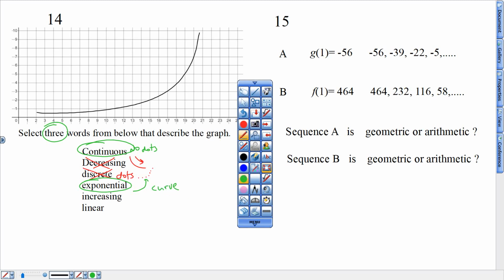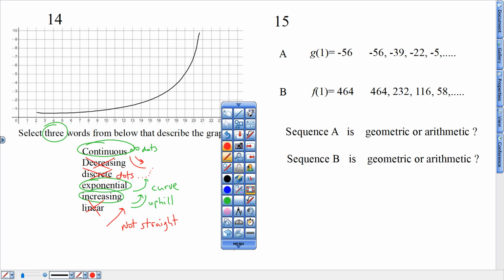Increasing is the third one because this is going uphill. And then linear is no good. Linear would be if it was straight. This is not straight. All right, moving on. Here we go.